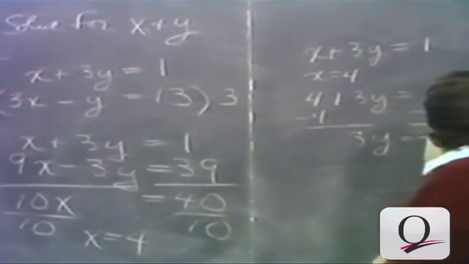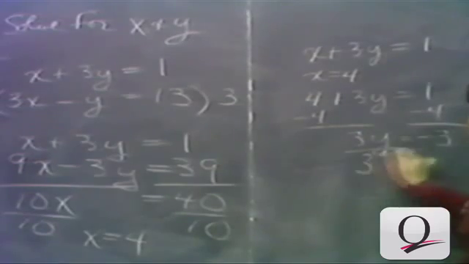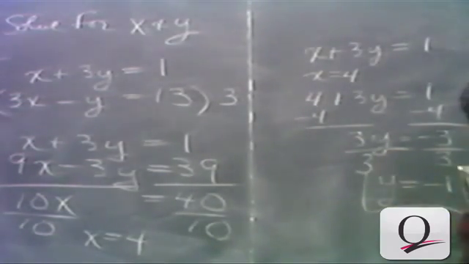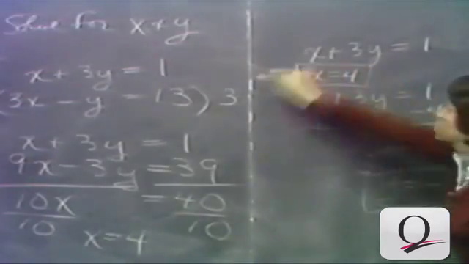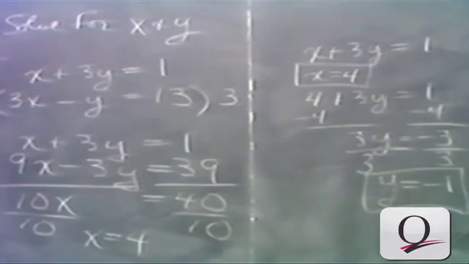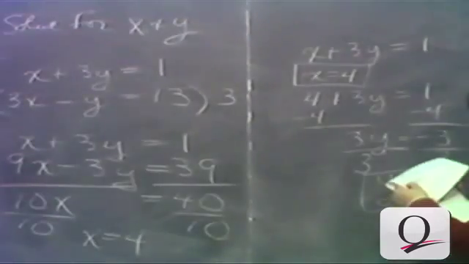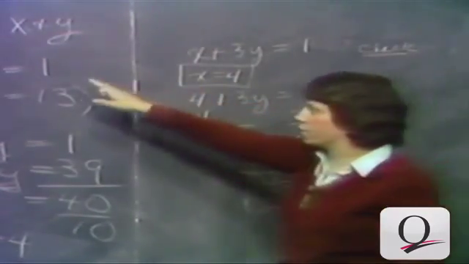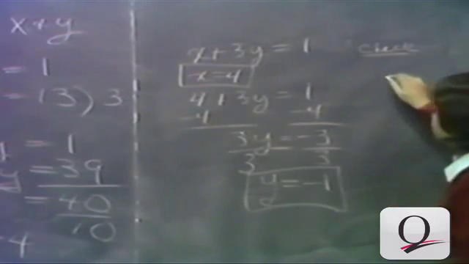3y equals minus 3. And dividing through by 3, y equals minus 1. So we have y equals minus 1, x equals 4. Now let's check. We should check in the original equations, and we know it's going to work in the first equation, because that's how we got it.